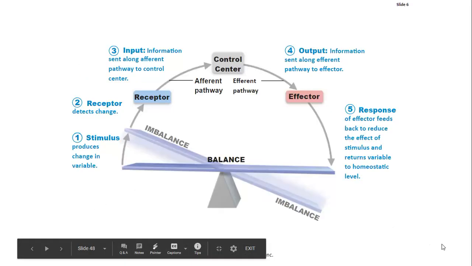When temperature rises, you have temperature-sensitive cells in the skin. They say that the temperature has gone up, and they send that signal to the control center, the thermoregulatory center in the brain, through the afferent pathway. Then through the efferent pathway, it sends a signal to the sweat glands for you to sweat, and that sweat causes your body to cool. Once your body cools, the stimulus essentially ends, and you maintain your homeostasis.